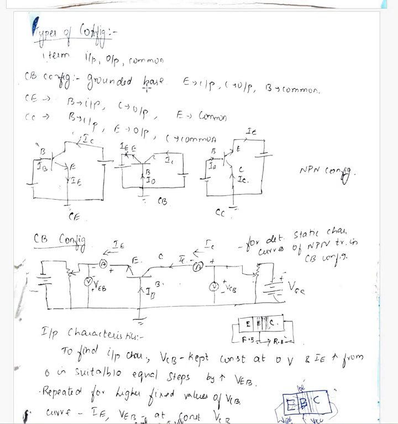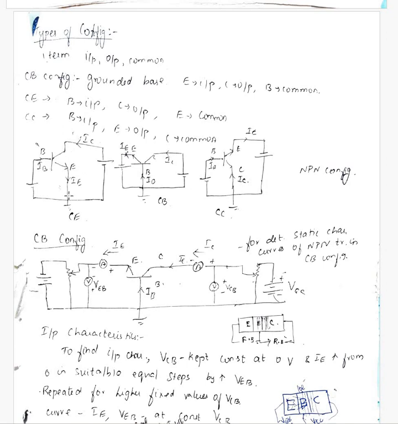We'll see about common base configuration. Before that, the types of configurations are common base, common emitter and common collector. In common base transistor, this one, base is grounded, input is in emitter, output is in collector.